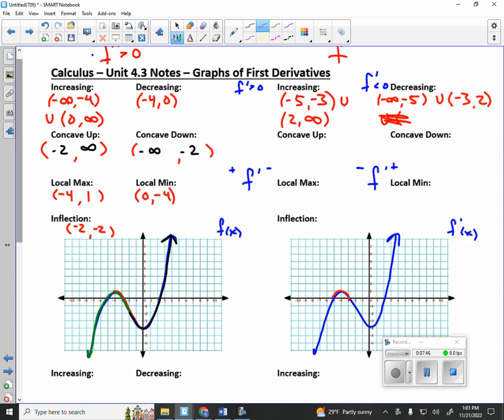Local max occurs when f prime changes from positive to negative. Local min occurs where f prime changes from negative to positive. We can only identify the x values, because we're given f prime, we don't know what the original function is, so we can't plug that into anything. But what is the x value where we have a local max and local min? Talk to your partner, see if you can figure it out before you answer me. Go.